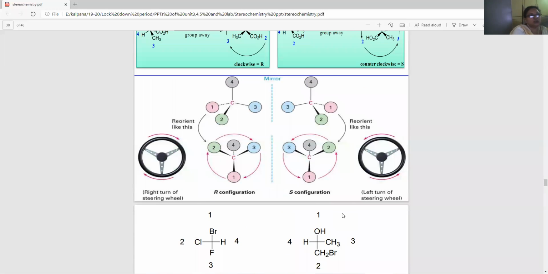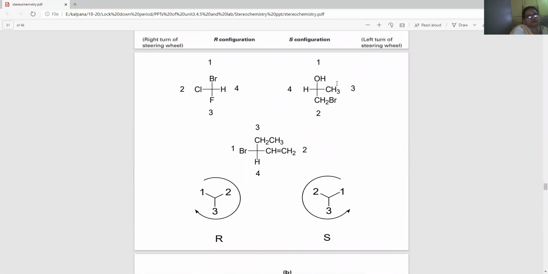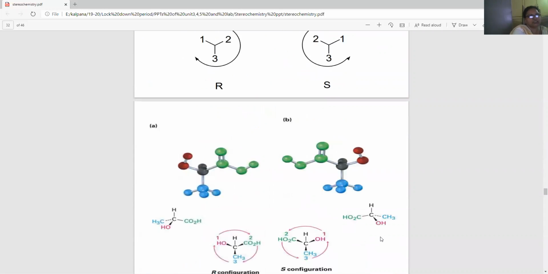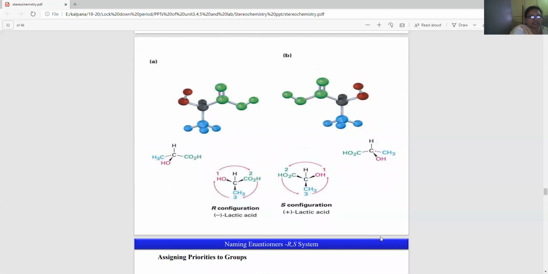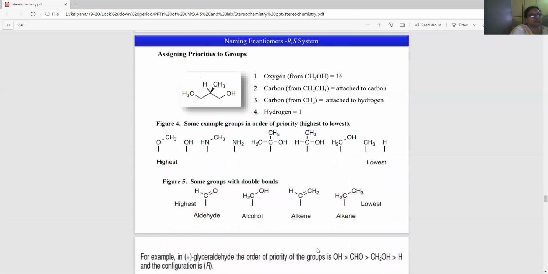The higher atomic number will be given as 1. Then we have 2, 3, and 4. Then see which direction it is, clockwise or anti-clockwise. Depending on it, we give the notations, capital R and capital S. If you do more and more examples, then you will be able to understand. You can see here for lactic acid, we have this R configuration and then S configuration, because this is clockwise and this is anti-clockwise. So these are the examples.